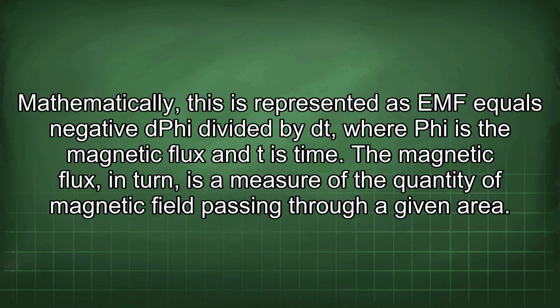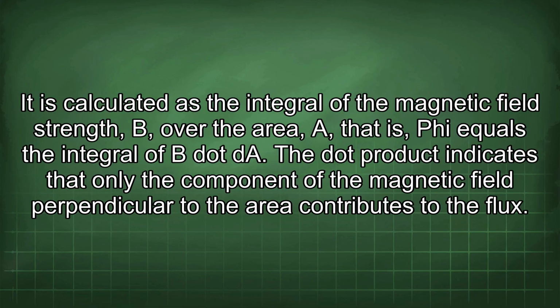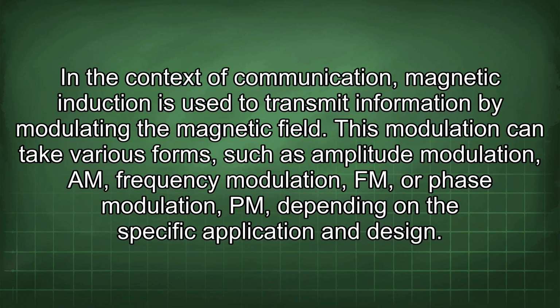Mathematically, this is represented as EMF equals negative dΦ divided by dt, where Φ is the magnetic flux and t is time. The magnetic flux, in turn, is a measure of the quantity of magnetic field passing through a given area. It is calculated as the integral of the magnetic field strength, B, over the area, A, that is, Φ equals the integral of B dot dA. The dot product indicates that only the component of the magnetic field perpendicular to the area contributes to the flux. In the context of communication, magnetic induction is used to transmit information by modulating the magnetic field.